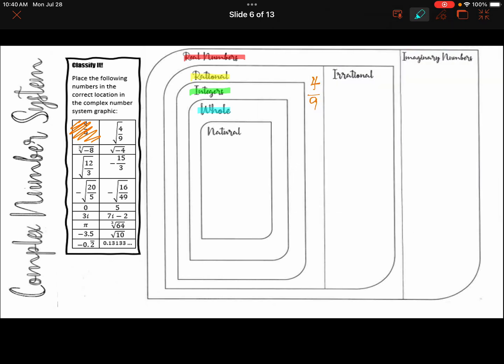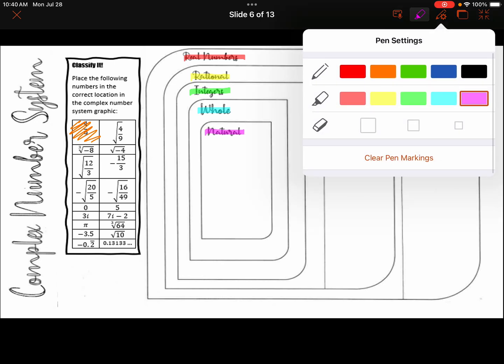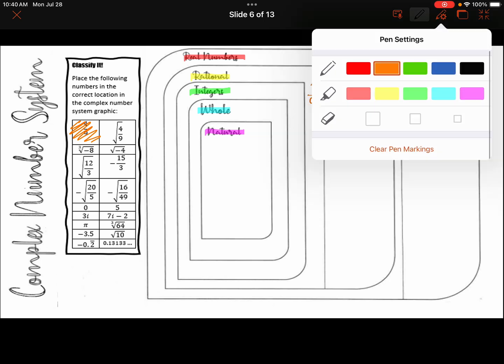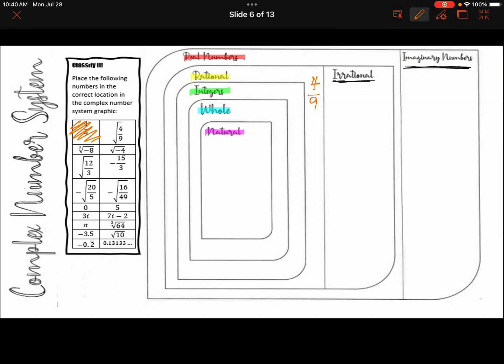We've got whole. We've got natural. We've got irrational. And then we'll have imaginary over there. Okay. The square root of 4/9. Those are both perfect squares. So that would simplify to 2/3, which means it is also going to be rational. So the square root of 4/9 is also going to go in the rational bucket.